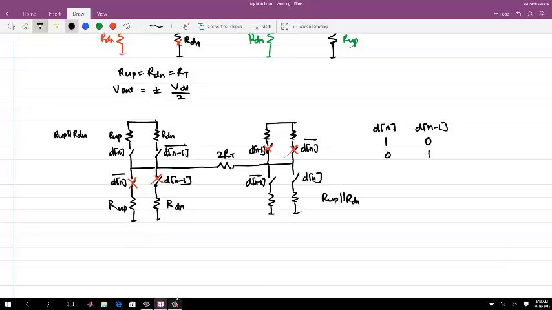Now if I look at the case D of n is 0 and D of n minus 1 is 1, what will happen? The switch sides will just flip, and you again have the current in the opposite direction, and the swing is the same. And the looking-in impedance is also R up parallel R down, that is equal to RT.